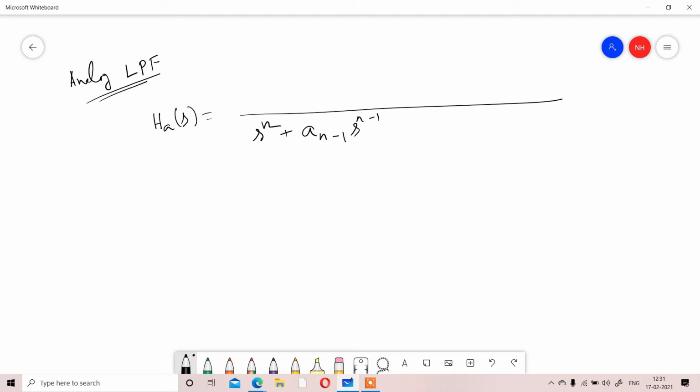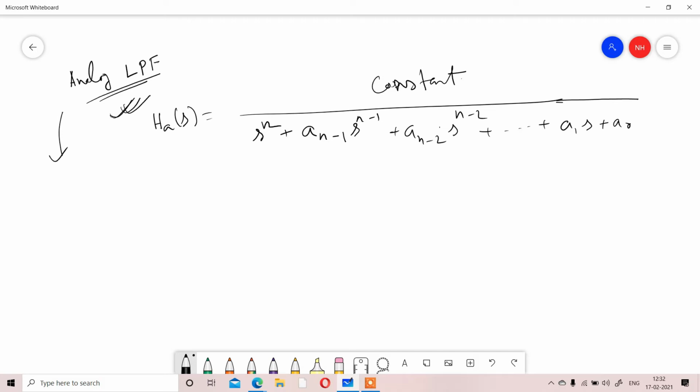s^n + a_(n-1) s^(n-1) + a_(n-2) s^(n-2) + ... + a_1 s + a_0. That will be in the denominator, and the numerator will be a constant value. Now why are you considering it like that? Simply if we design the analog filter, you can get it.